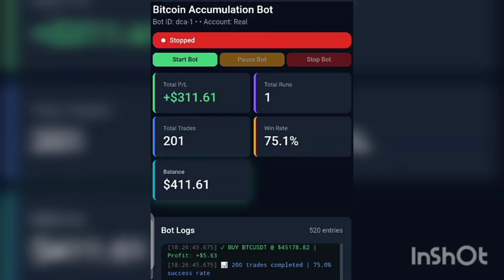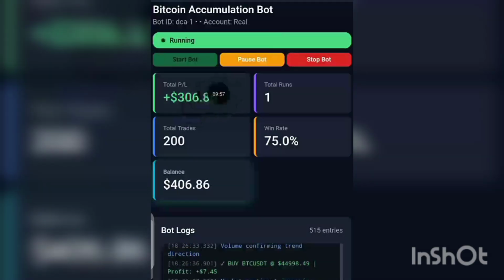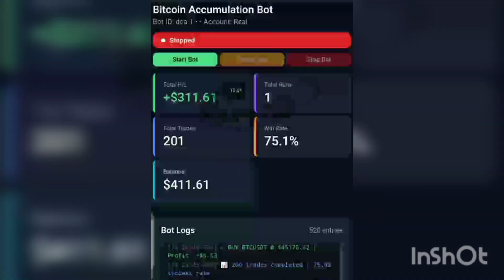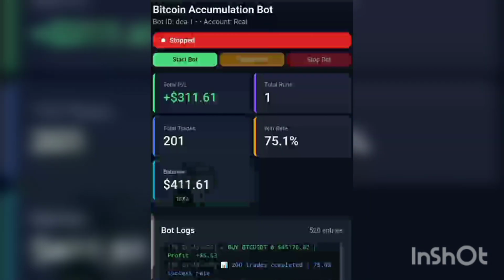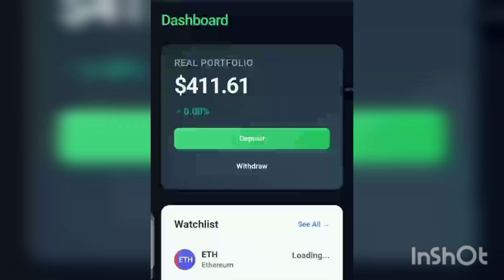So you can see I have stopped the bot over here. You can see this is the extra 300 that we made. This is the 300 that we actually made here, and I have stopped the bot from running. Plus our capital, you can see it added plus our capital here. So plus our capital, we have 411, because it's going to add up your capital after making profit. So this is very, very amazing.